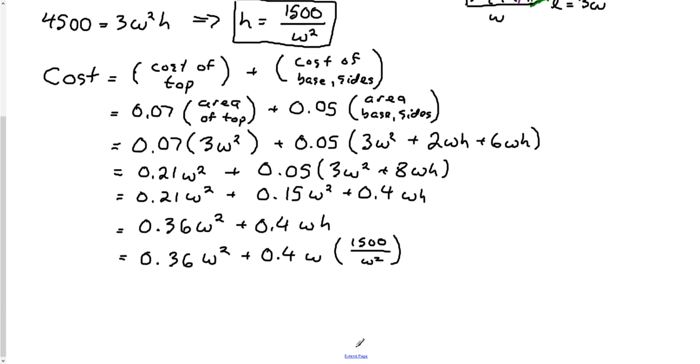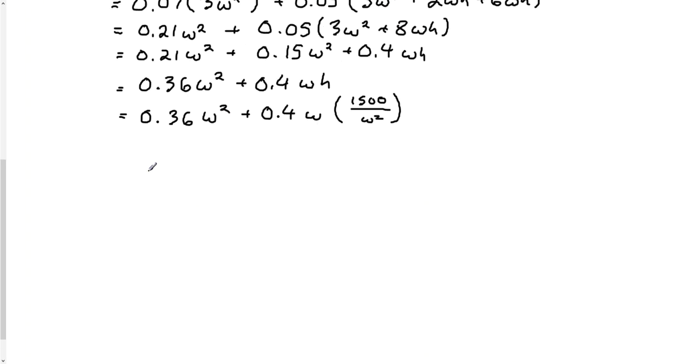And we can do a little bit more simplification before we take our derivative here. 0.36 w squared. So if we multiply the 0.4 by the 1,500, we are going to get 600. W times w squared, we can cancel out a w there and there, and we can write this as w to the negative 1.